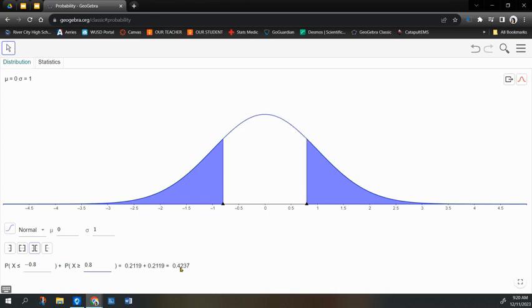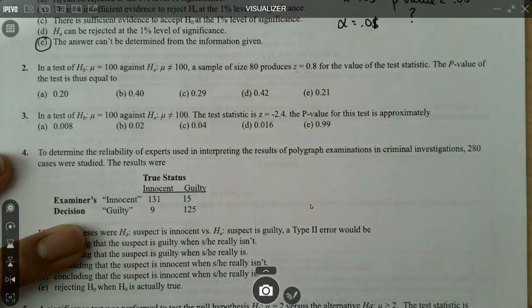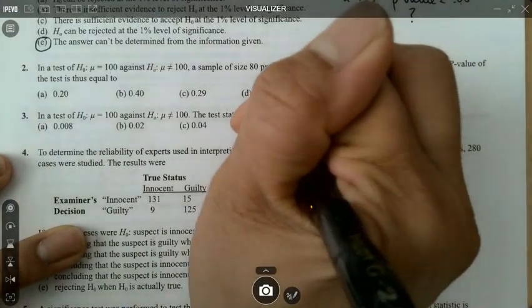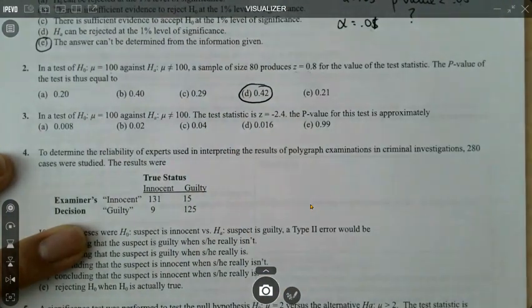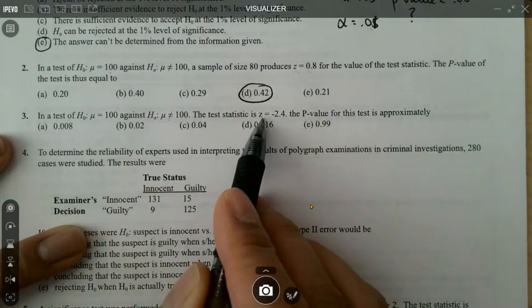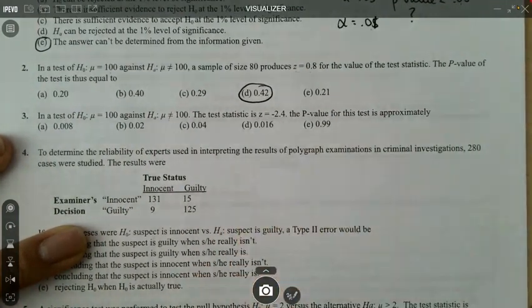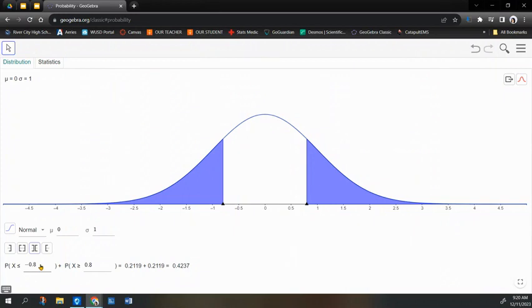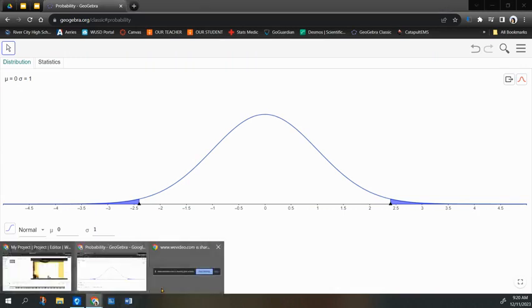So that's getting me a p-value of 0.4237. So 0.4237, the closest one is going to be D. All right, the second one, we still have an HA of not equal to. It gives me a test statistic of z equals negative 2.4. So we're going to do it the exact same way. So negative 2.4, so it's two-tailed again. Negative 2.4 and positive 2.4. That gives me a p-value of 0.0164.